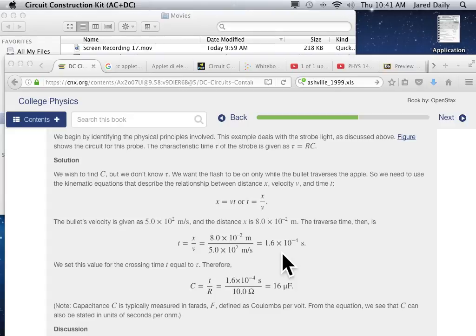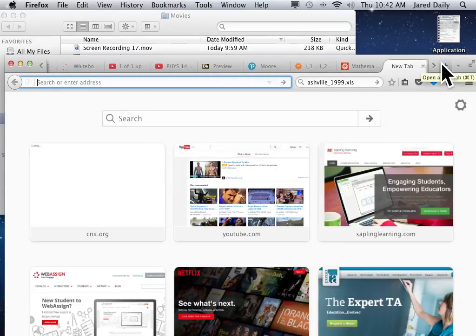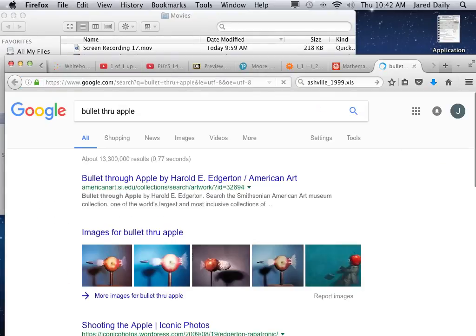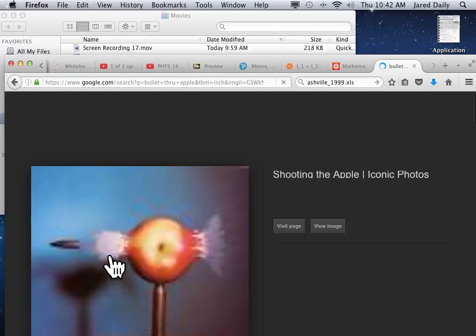Plain and simple. So if you charge up the capacitor and then connect it to the flash, most of the light is going to come out in that time. All the current, or most of it, 60% of it, comes out in that amount of time. Then you'll be able to shoot your bullet and flash your camera, and it will take a picture of that bullet going through the apple. And that's exactly how pictures like this are taken. That's exactly how this picture was taken.